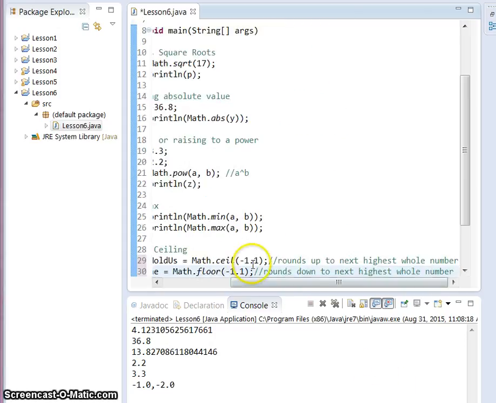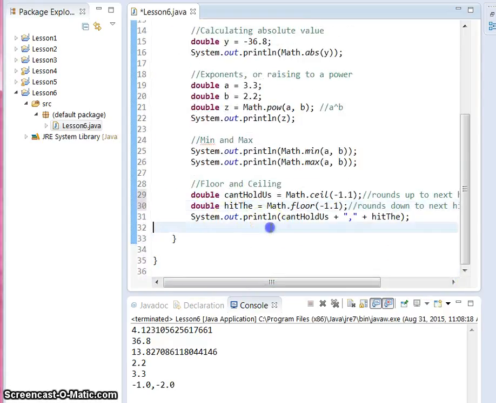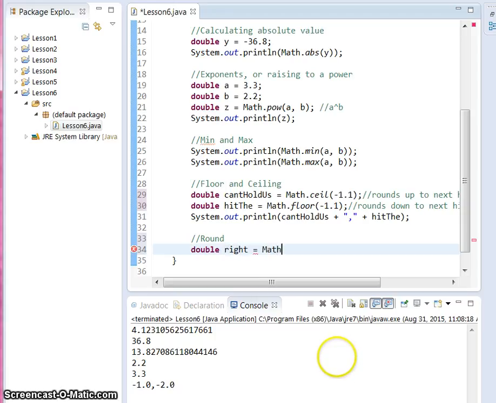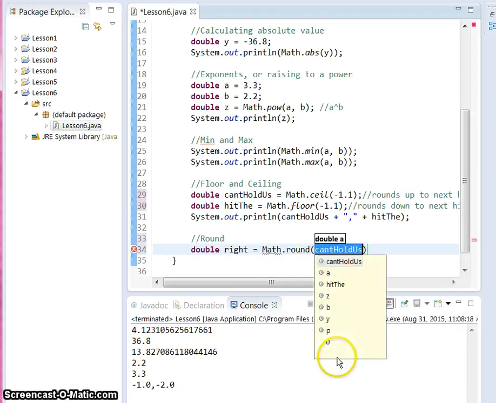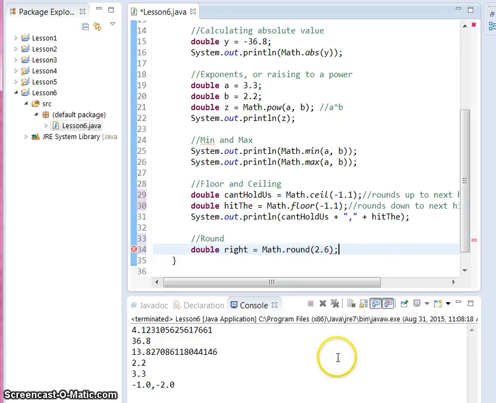Okay, so I just made a little note. Ceiling rounds up to the next highest whole number, and floor rounds down to the next lowest whole number. While floor and ceiling force you to choose if you round up or round down, you can also just round. It's regular old rounding. So what we're going to do is a double called right. Get it? Right round? So math.round, we're going to put in 2.6, and then we're going to print right.